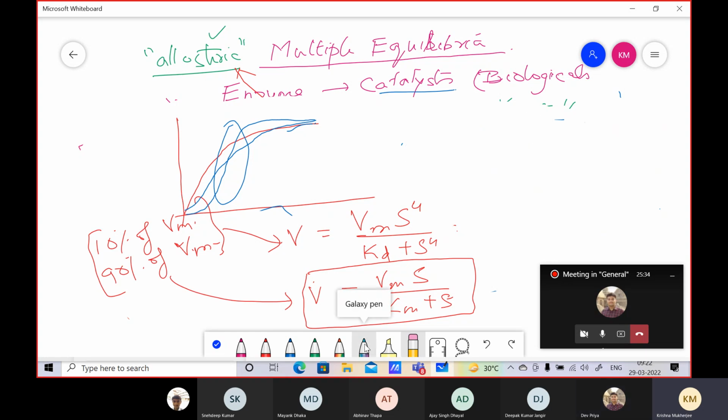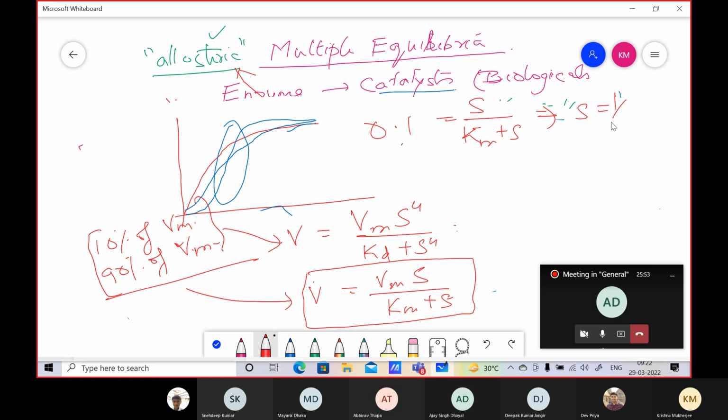Yes, but actually when you multiply, you will get the answer directly. It really does not matter. So v is equal to 1 by 9, okay. v by Vmax, 0.1, is equal to S upon Km plus S. So S is equal to 1 by 9 Km. Yes, sir.